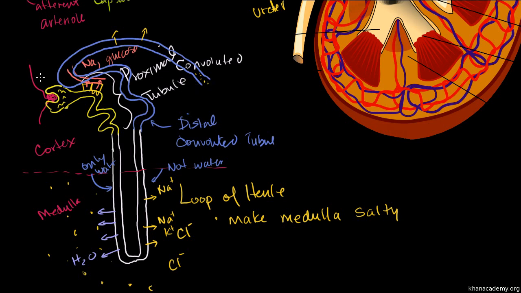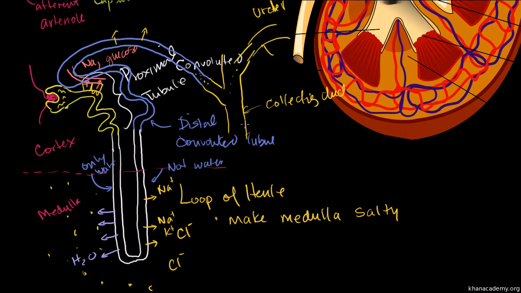And then this gets dumped into collecting ducts. You can kind of view this as the trash chute of the kidney, where multiple nephrons are going to dump into this. So that might be the distal tubule of another nephron right here. This is a collecting duct, which is just a tube that's collecting all the byproducts of the nephrons.